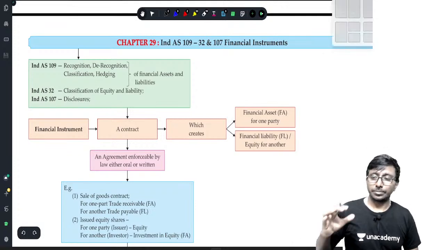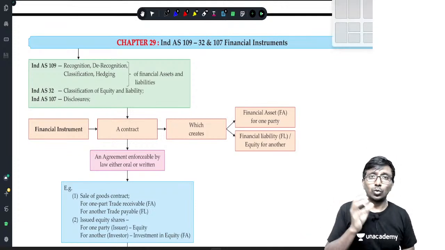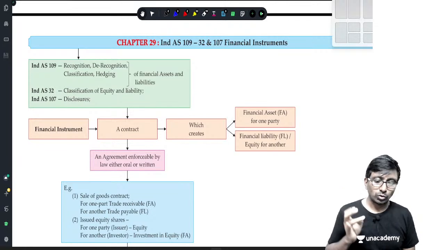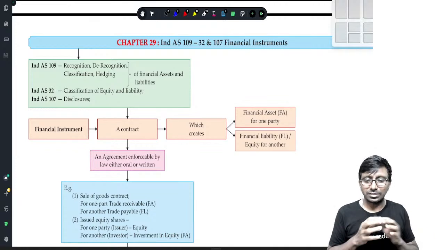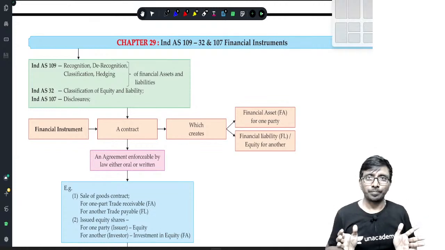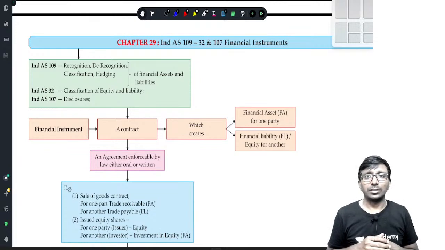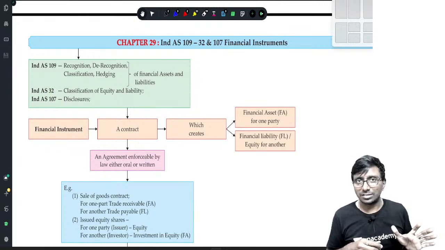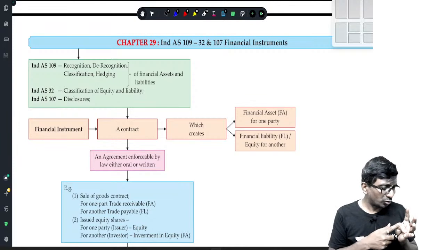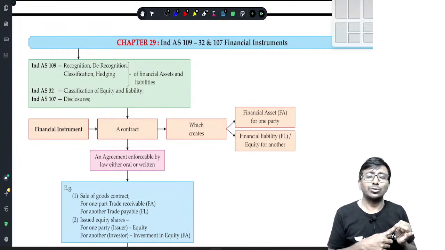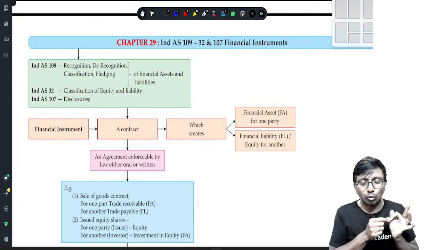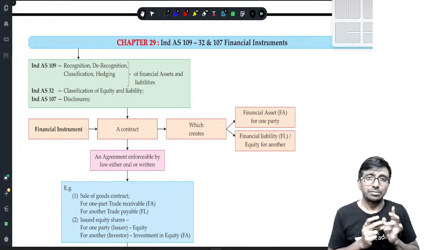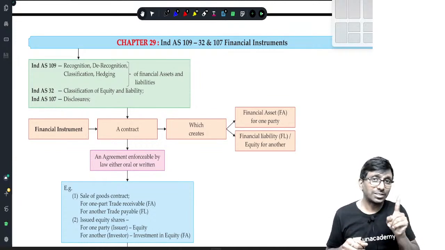So let's focus on today's matter, which is in Ind AS 109, Ind AS 32 and Ind AS 107. All three standards talk about financial instruments. Generally, in any other standard, be it Ind AS 2, Ind AS 7 or Ind AS 16, the objective, scope, definitions, recognition, measurement, presentation and disclosure are part and parcel of one standard.